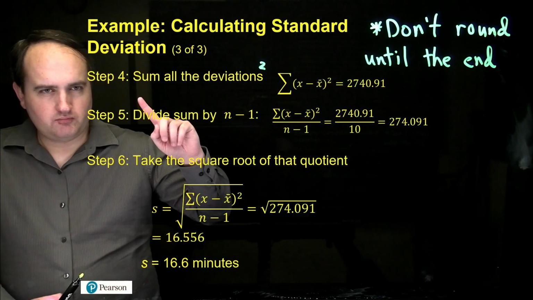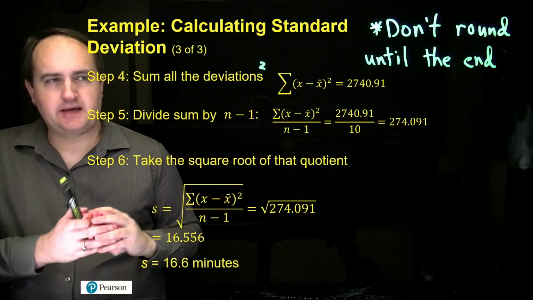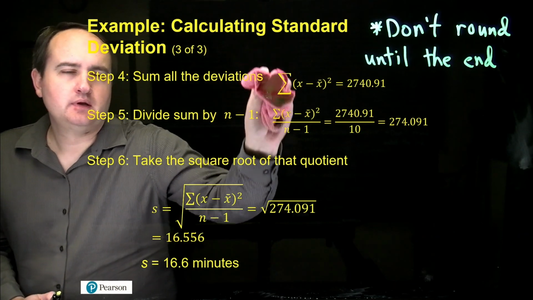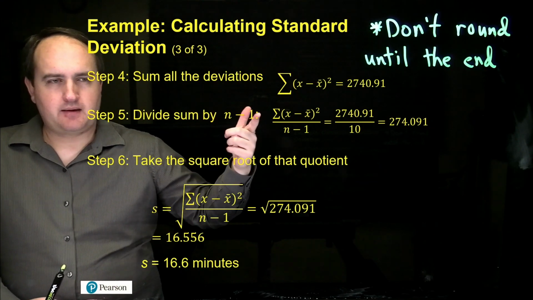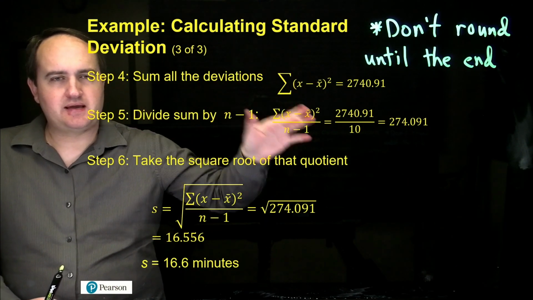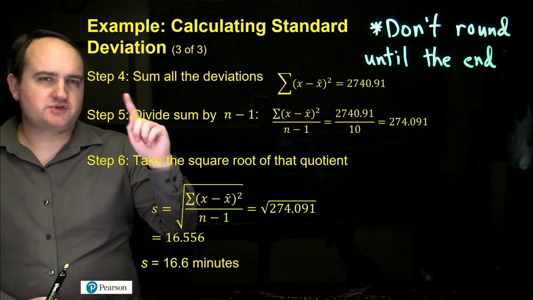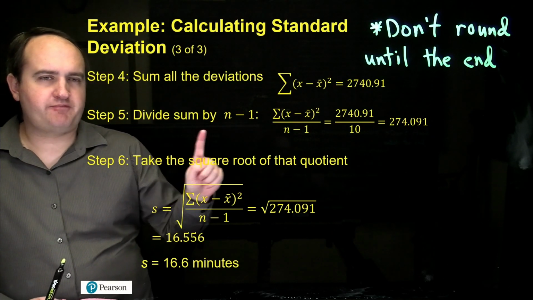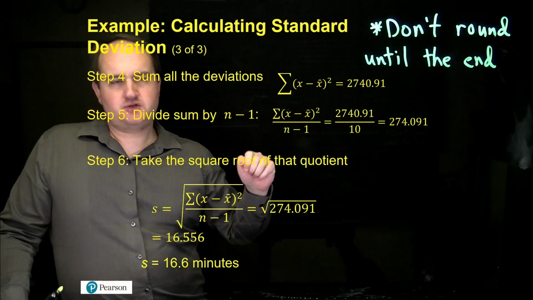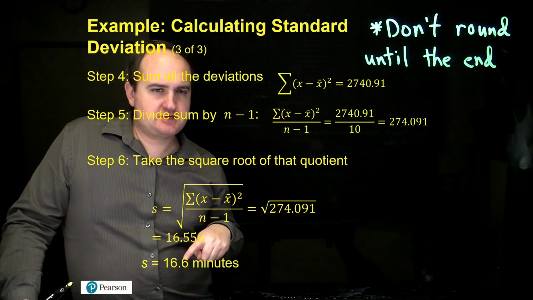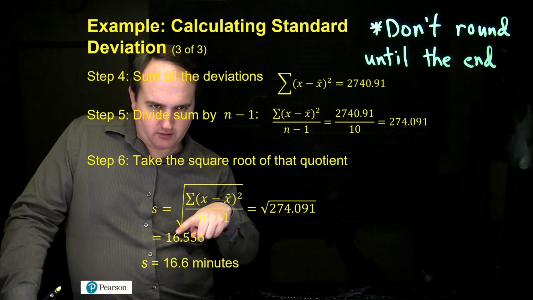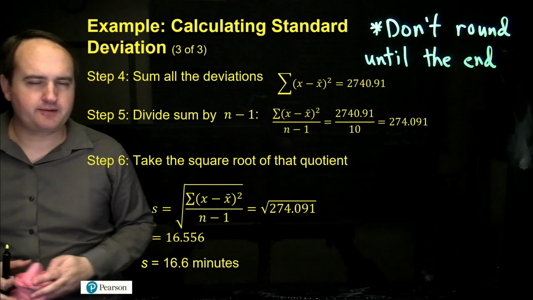And then you add up all the deviations squared. So you square each deviation, you add them up. So step 4 isn't too hard. Step 5 isn't too bad. You just divide by n minus 1. Step 6 isn't that bad either, the square root of the number.